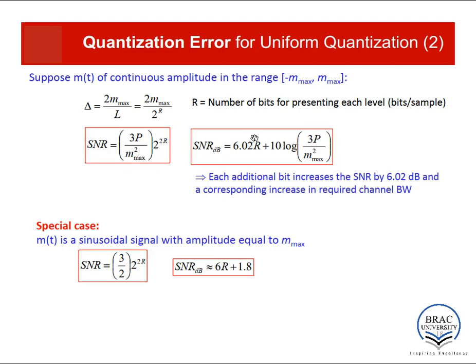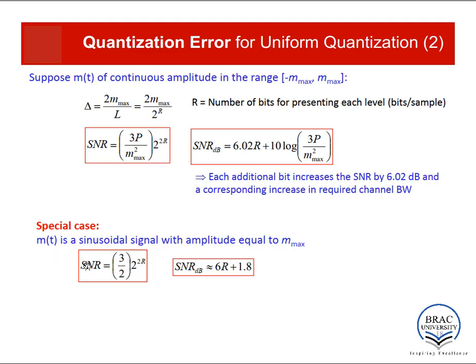And if we add an additional bit to our quantizer, let's say it was a 1-bit quantizer and now it is a 2-bit quantizer, your SNR will be increased by 6.02. Each additional bit increases the SNR by 6.02 dB. Also, with this increase of SNR, we will need better capacity, because SNR is related to capacity. Higher the SNR, higher the capacity requirement. So we want to increase SNR, but we have to remember that if we increase the SNR, we have to increase the capacity as well.